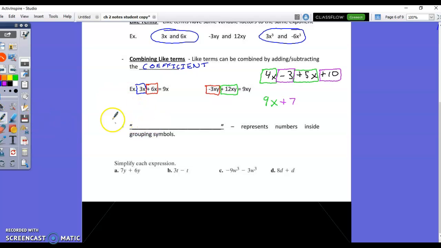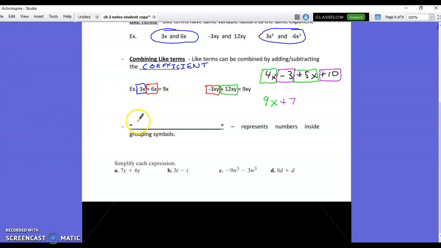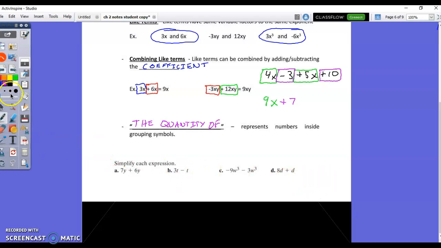Didn't pay for the version that I can edit, so I just have to keep going. The quantity of. And I'll talk more about that when we get into actual distributive practice. So let's go ahead and take a look at these 4 example problems. We are going to simplify each of these by combining like terms.